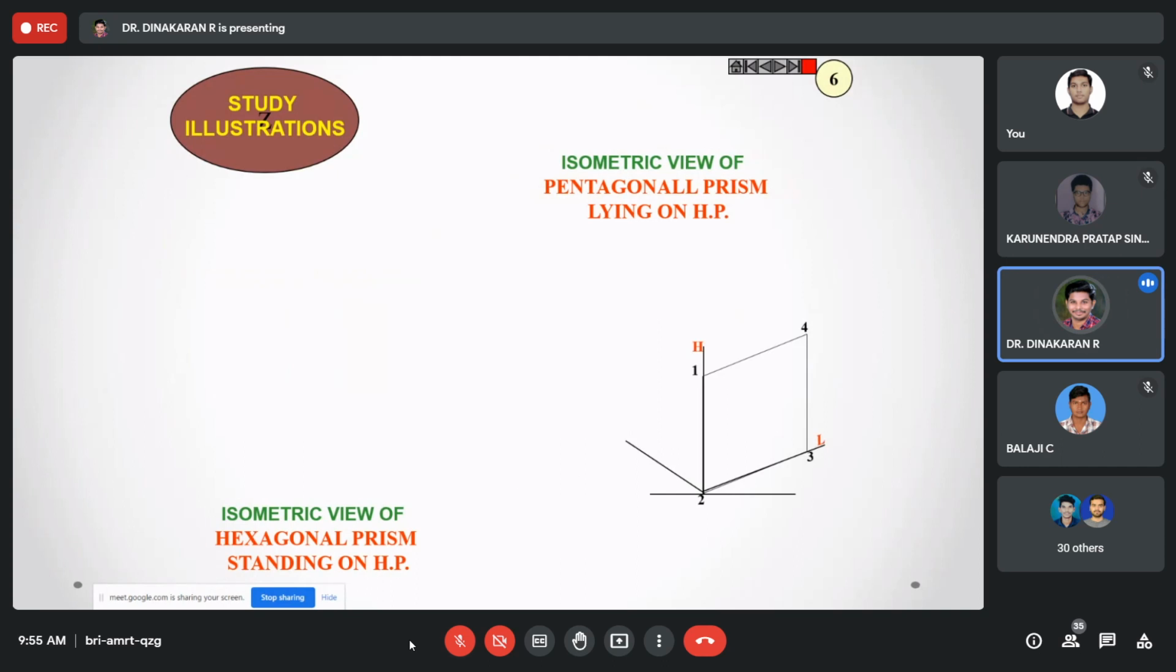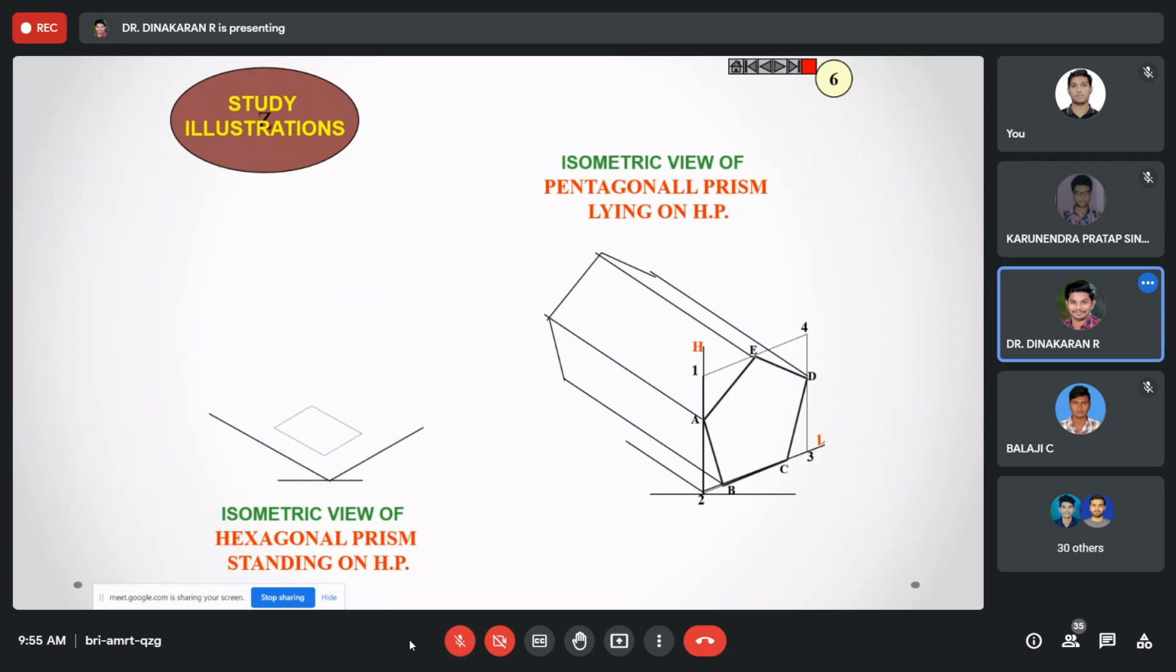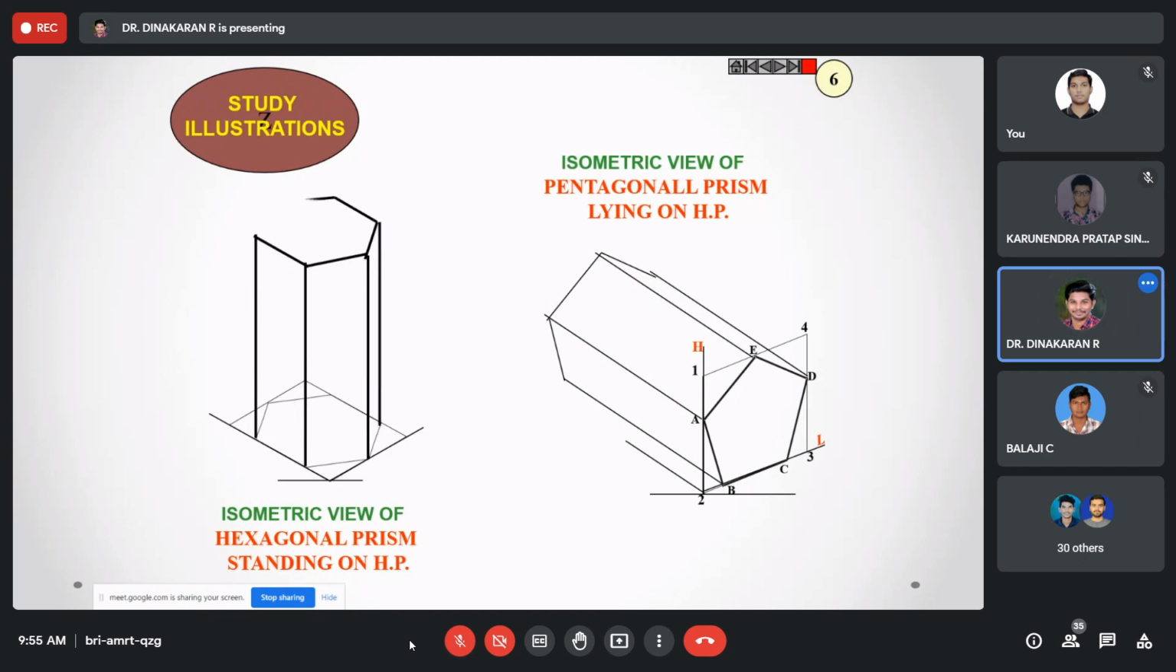Lying on HP, you see, prism lying on HP. Is standing on HP. Lying on HP, standing on HP. Only the visible part we need to show with a fixed line. The remaining hidden part, we are not showing as a dashed line. Only a thin line is enough.